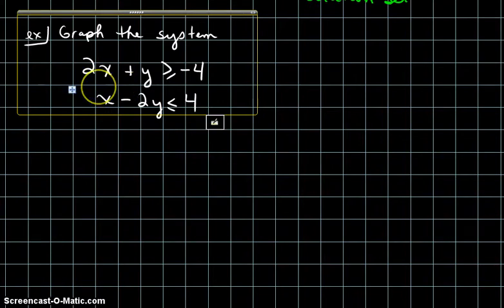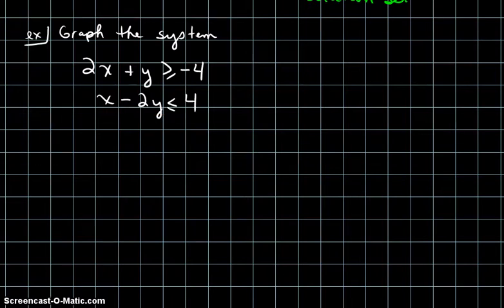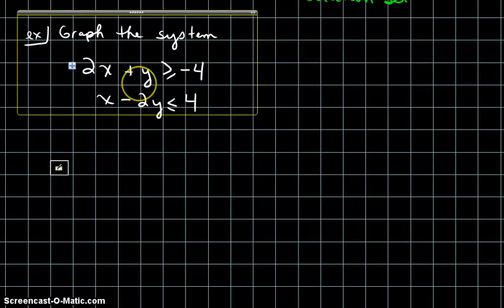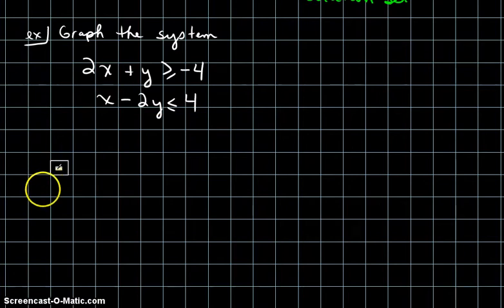So let's just look at the first equation. 2x plus y is greater than or equal to -4. How do I start graphing something like that? You have to do what? Yeah, you have to get it in y-intercept form. Exactly. You got to get y by itself. So I want you to do that for the first equation. I want you to get y by itself, move that 2x over, and then we're going to graph that.